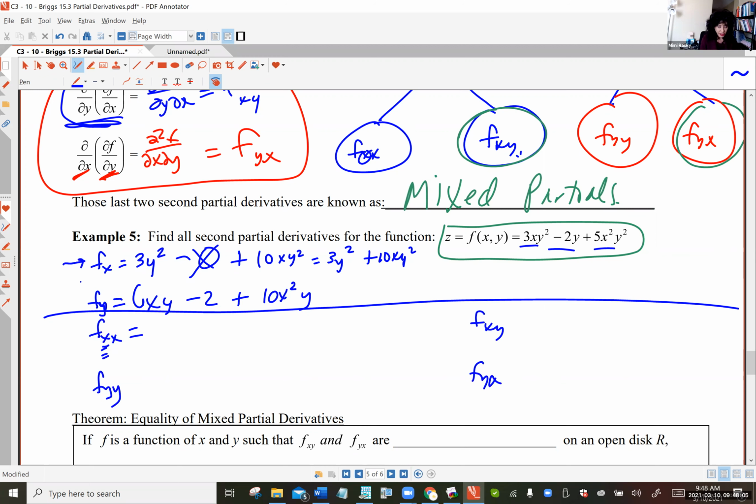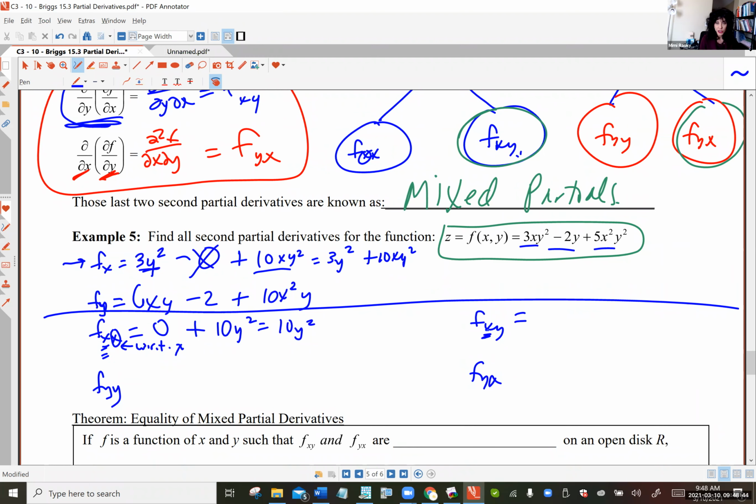Okay, so take his derivative with respect to what? The second letter tells you with respect to. So you're going to take the derivative of fx with respect to x. What's the derivative of the first term, 3y squared, with respect to x? 0. Plus the derivative of 10xy squared, but with respect to x: 10y squared. So this guy is just 10y squared, right? We're done with fxx. Let's go ahead and do fxy.